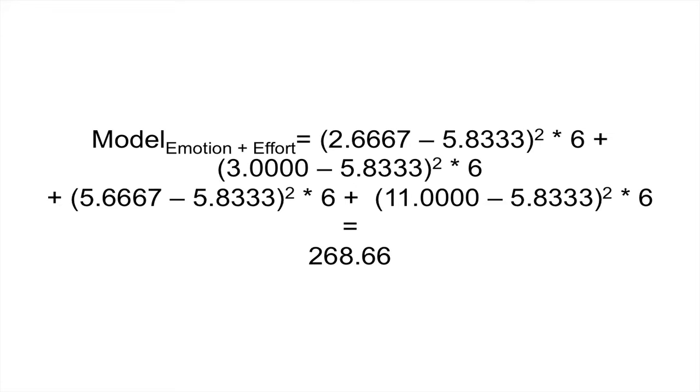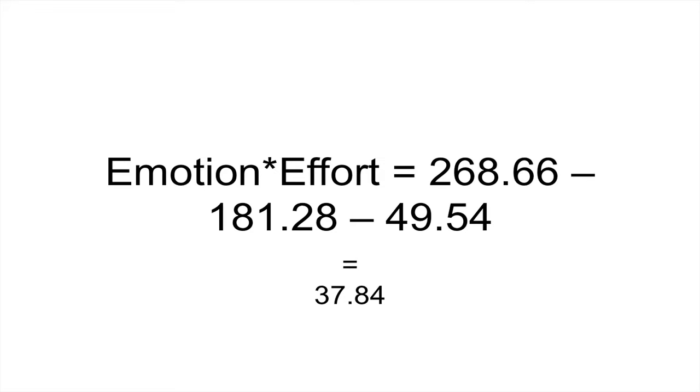So anyway, we know that the total variability explained by emotion and effort and their interaction is 268.66 units. So to calculate our emotion by effort interaction, we can take that amount, 268.66, and take away the main effect of emotion and the main effect of effort, and we're left with 33.84 units.